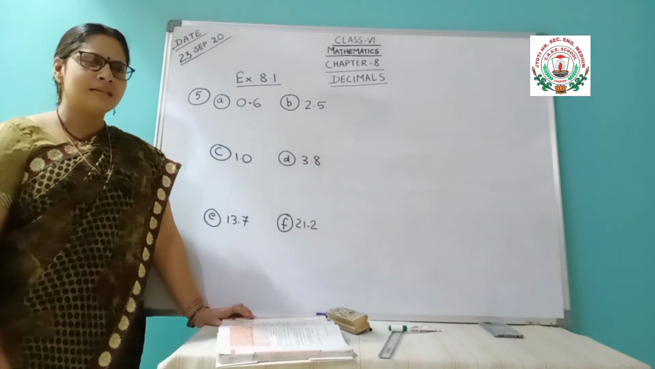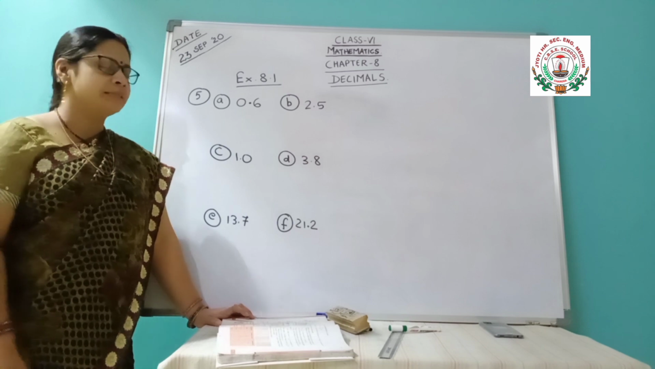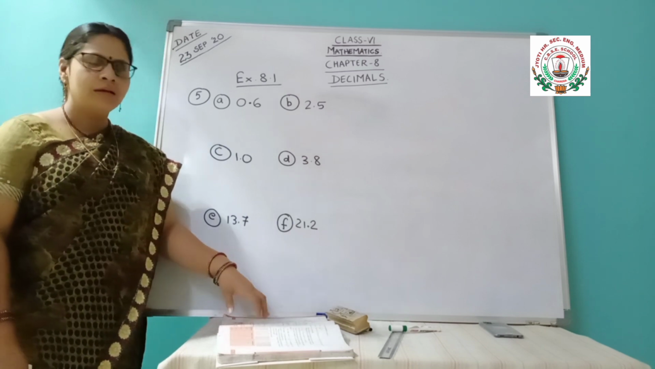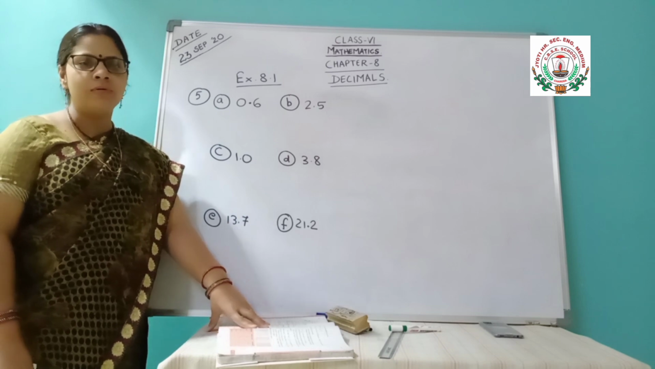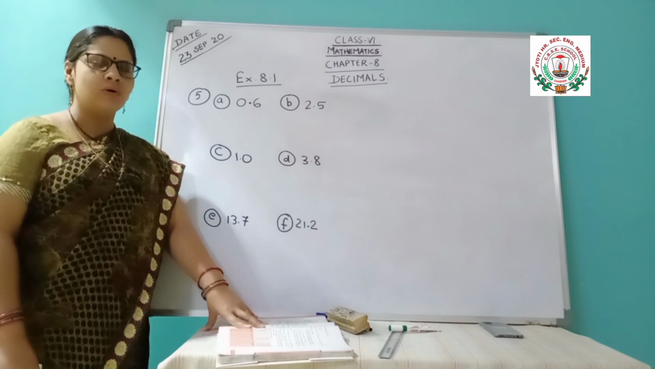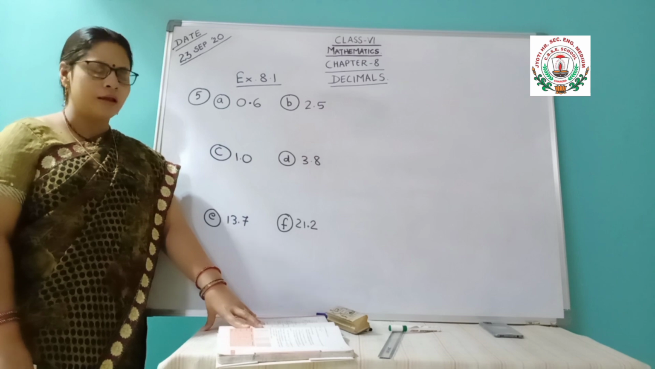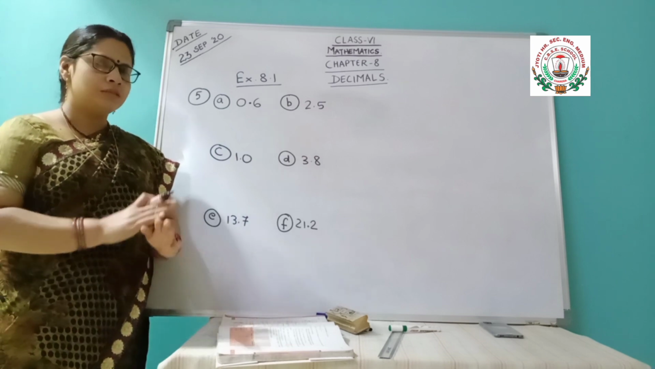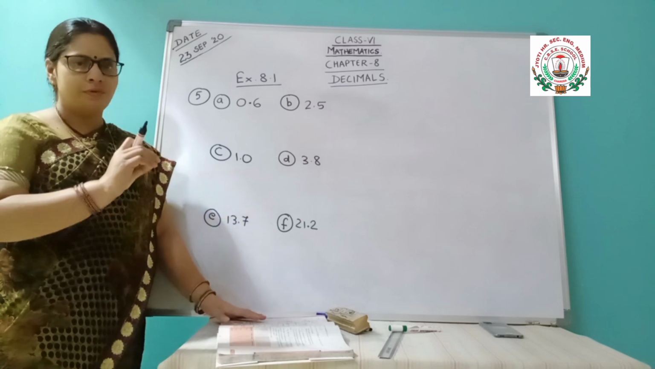In the previous class, we were dealing with our exercise 8.1. In that, some questions we have already done. In that, I have explained to you how to write the numbers or the digits in the place value table, and also how to express them in the form of fractions.